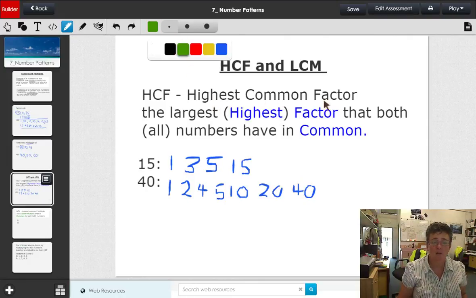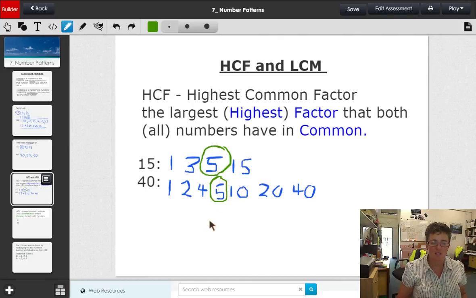So the highest common factor: these are all factors, and the number that is the highest factor that occurs in both. So 1 is a factor of both, but 5 is common for both, and it's the largest number that is common for both. So in this case, 15 and 40, the highest common factor is 5.